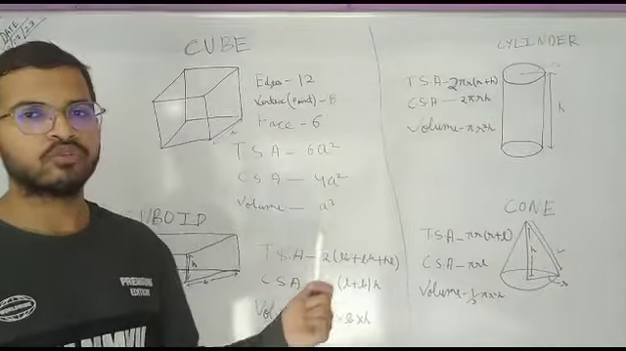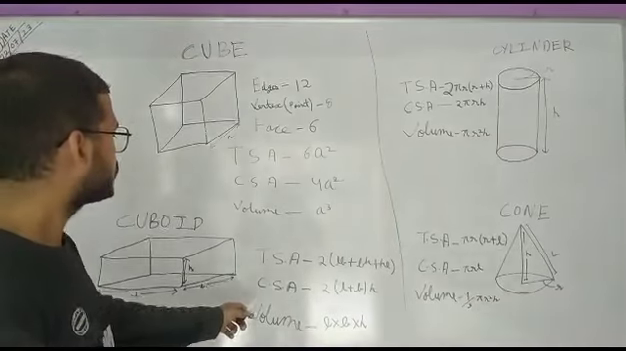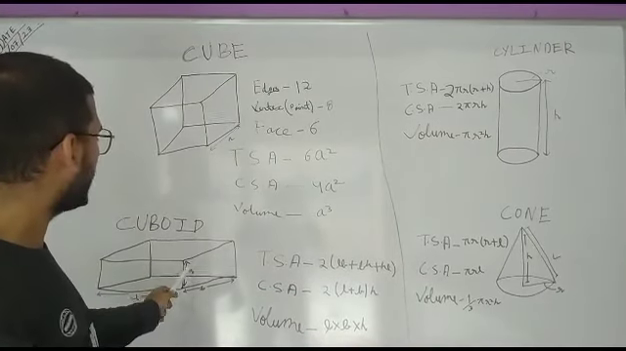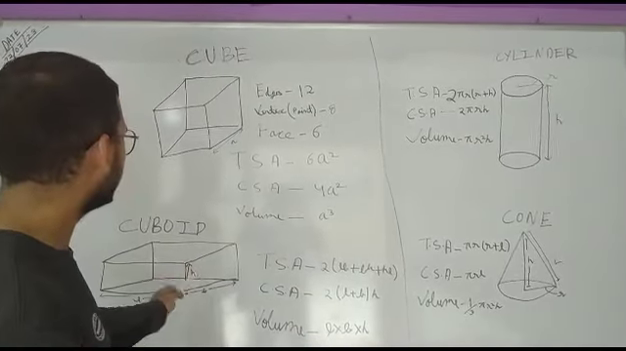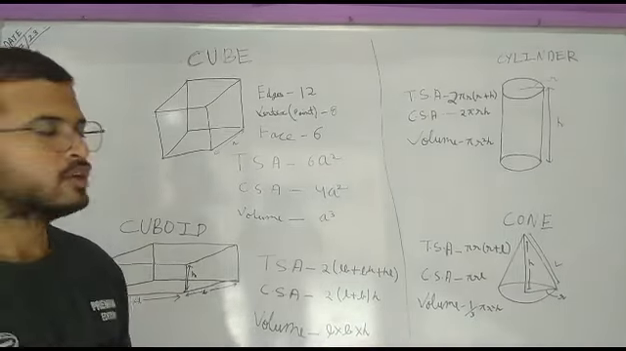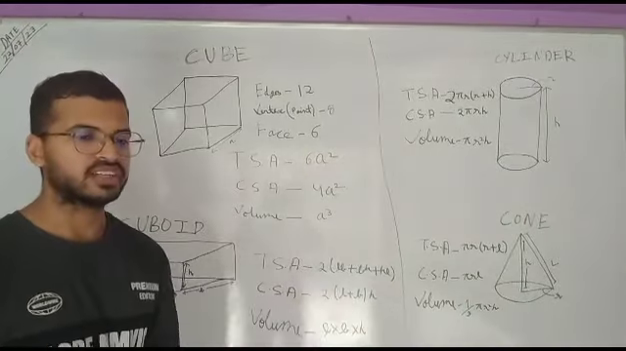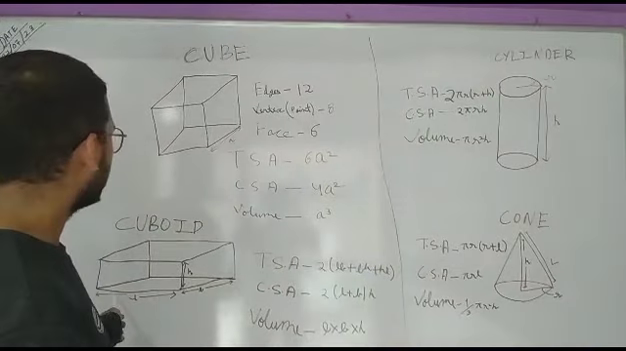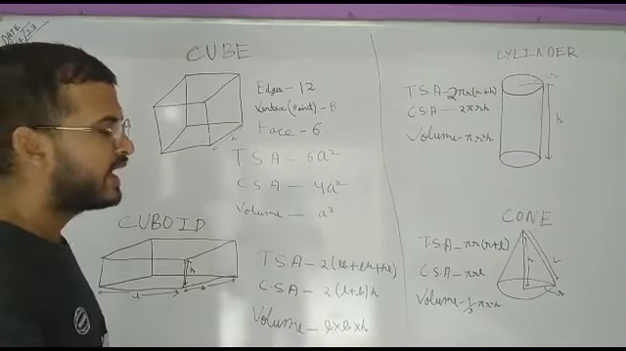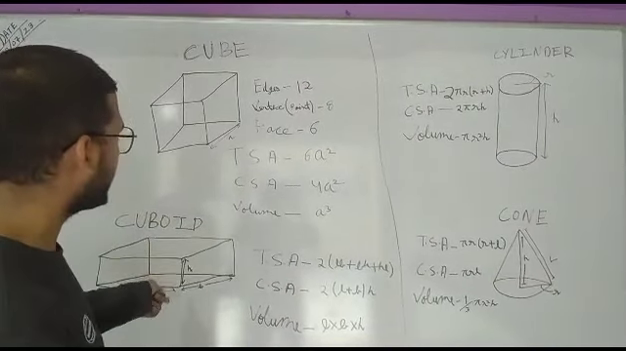In CSA we have to remove the top face and the bottom face. So only L into H, the opposite side L into H, B into H, the opposite side B into H. So we will get 2(L plus B) into H. And next is the volume, which is length into breadth into height, as base area into height.